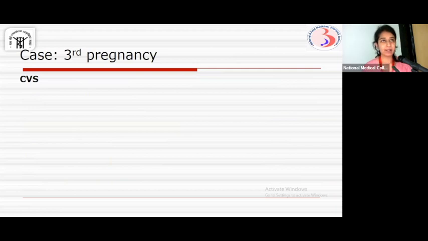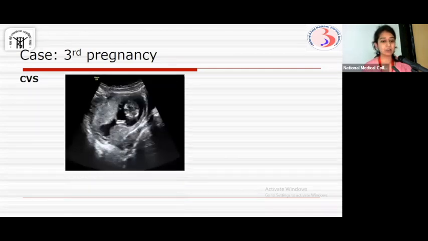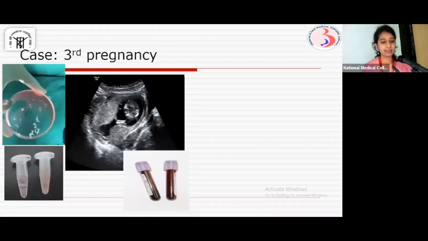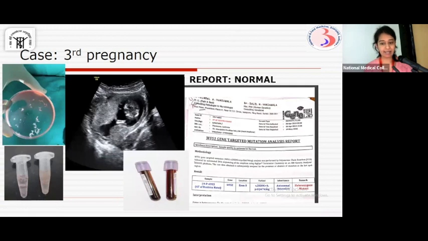And she came back to us in the third pregnancy. So we have done her chorionic villus sampling. This is a picture of chorionic villus sampling, needling into the placenta. The chorionic villus is taken onto the petri dish, and these are Eppendorf bottles showing the chorionic villus. And the report showed the baby has come out to be a carrier, so this baby is fine.